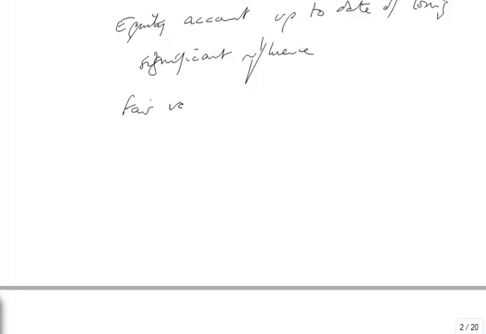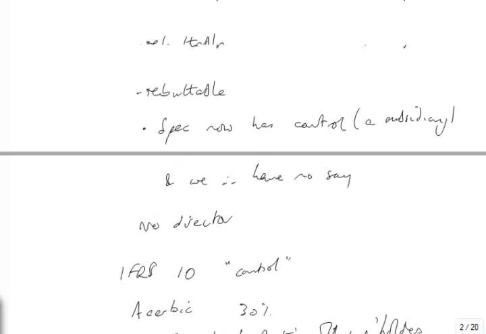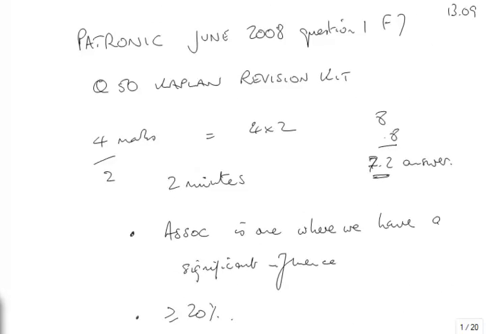Fair value at that date, and stop equity accounting. Account only for the dividend stream. Because we have no influence, we certainly don't have control, never did have, until IFRS 10 came along, but we didn't have control according to the established traditional principles, and even now we've lost even our significant influence. So that would do it for my 4 marks. There's a hell of a lot there for 4 marks, but that's to tell you.